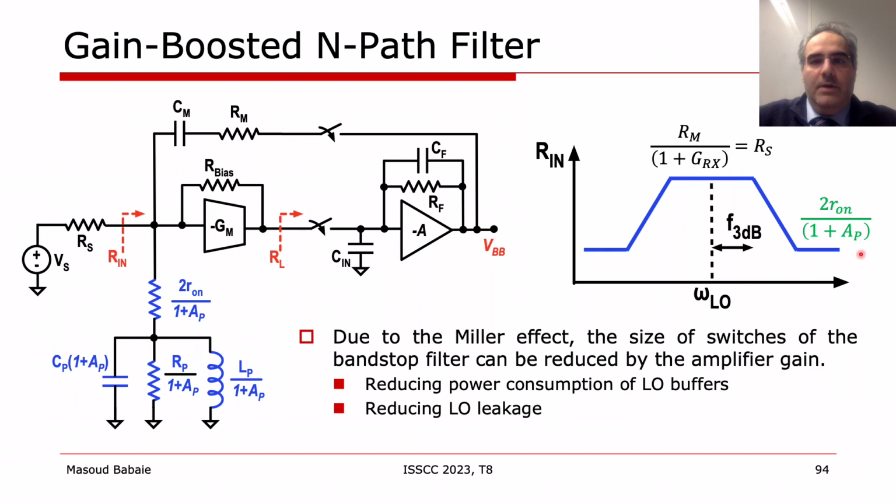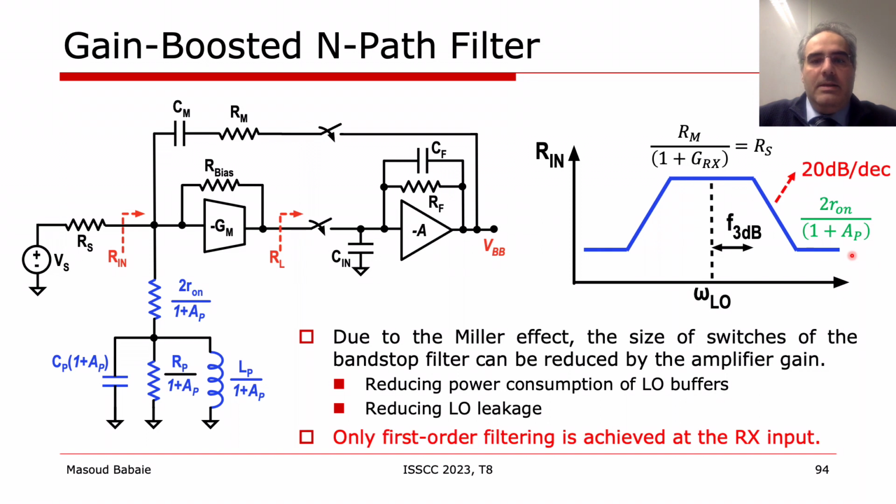At far-out frequencies, the receiver's input impedance drops to 2R-on over 1 plus AP. Consequently, for the same amount of out-of-band rejection, the size of the switches can be reduced by a factor of AP over 2 compared to the previous case. This significantly reduces the power consumption of the LO buffers and decreases the LO leakage to the antenna.